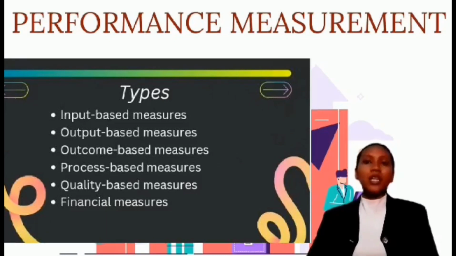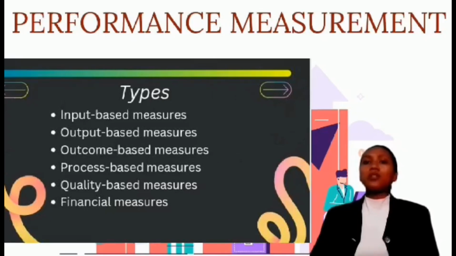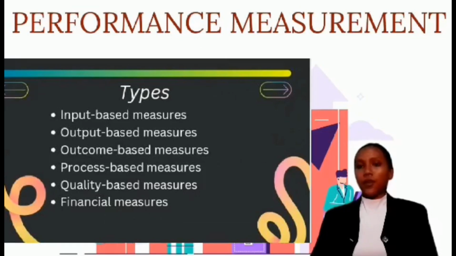The fifth is quality-based measures. Quality-based measures focus on the quality of a particular product or service. Examples include the level of customer satisfaction, the number of defects or errors in a product, or the level of compliance with regulatory standards. The last is financial measures. Financial measures focus on the financial performance of an organization or project. Examples include revenue, profit margin, return on investment, or cost savings.